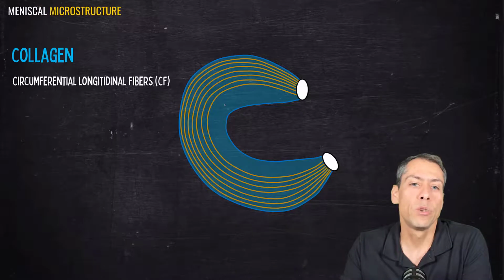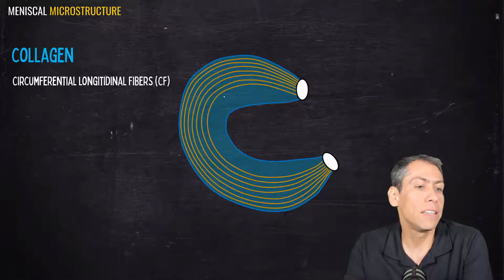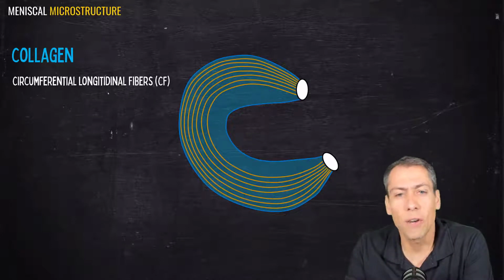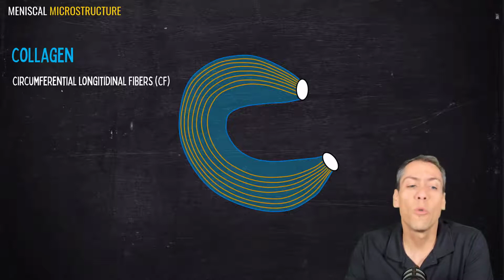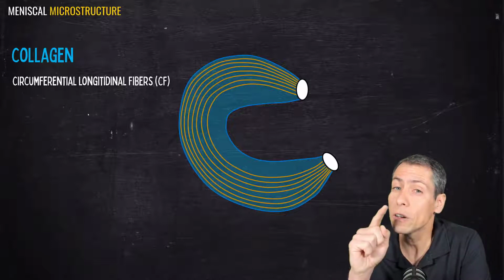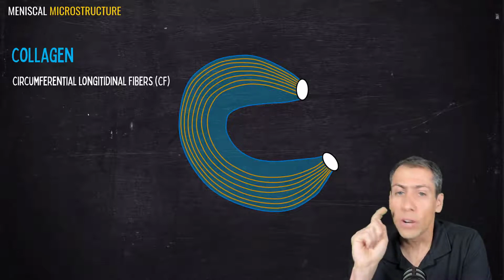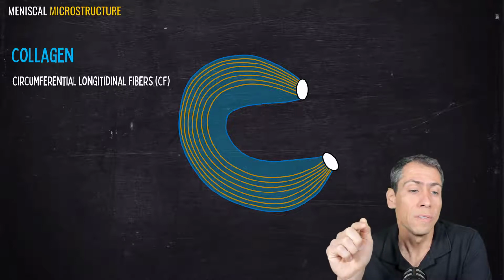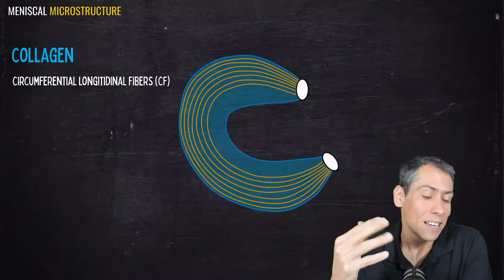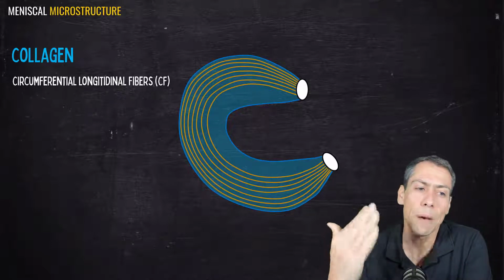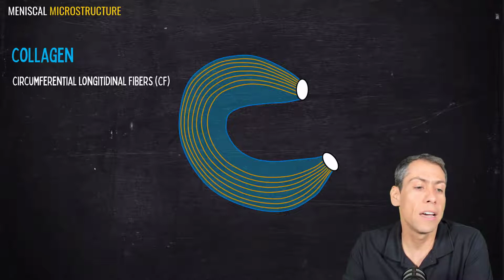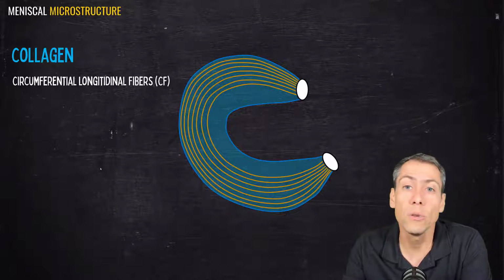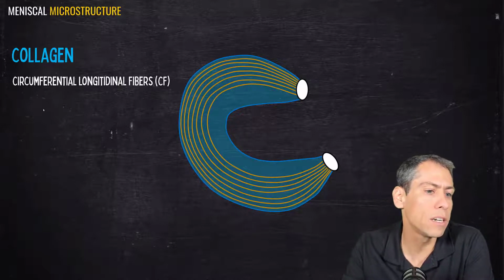But let's go to the main part of our video today, which is about the collagen fibers. I'm going to start this part talking about the star of the play, the star of the party, the circumferential longitudinal fibers. I've already talked about that in the first video of the series, the video about load transmission. If you don't remember, go there. I dissected a lot of things about the circumferential collagen fibers and their functions that make the meniscus such a unique structure. So let's continue here.